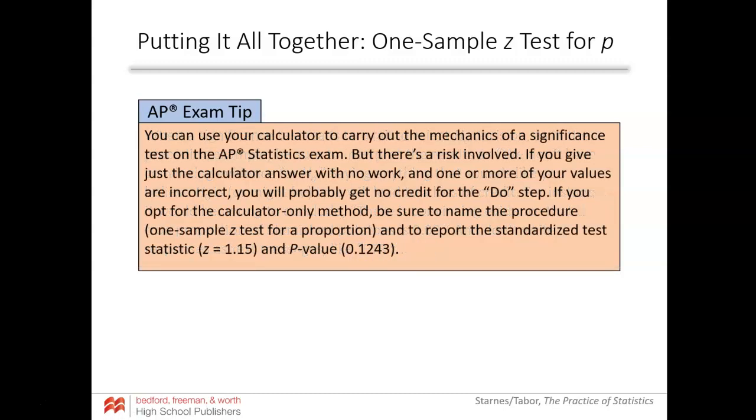Okay, another exam tip. You can use your calculator to carry out the mechanics of the test, but there's a lot of risk involved in that. If you just use the calculator with no work, or one or more of your values are incorrect, you're going to get no credit for the do step. So if you opt to use the calculator-only method, you still need to name the procedure. You'd have to state, I'm using a one sample z-test for proportion, and you'd still have to report the z statistic and the p-value, which I don't think is that hard, but it's also not so hard for you guys just to write the math out.